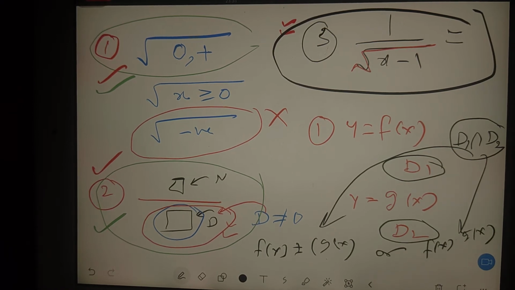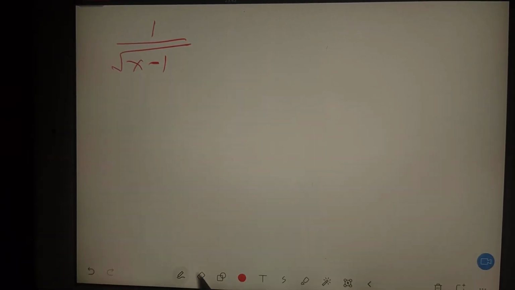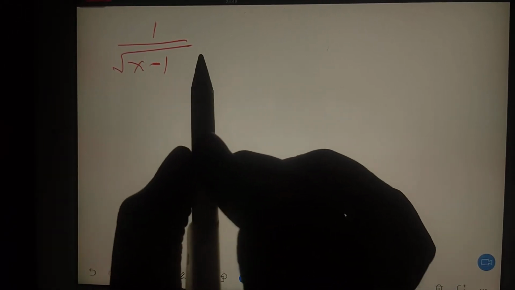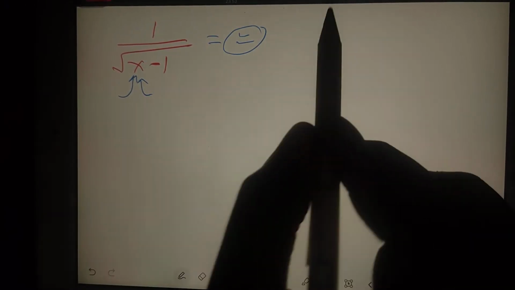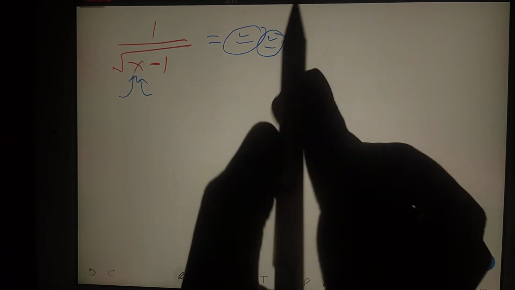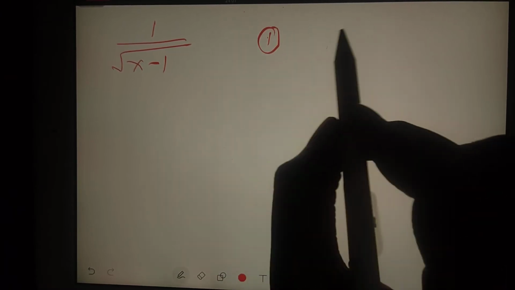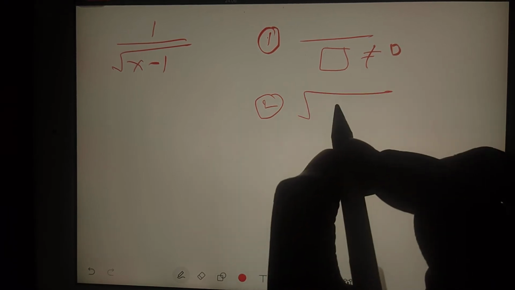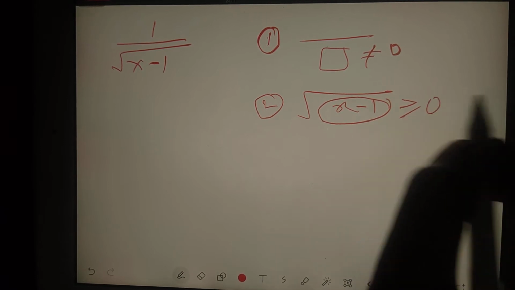Okay, now let's understand this with the help of an example. Your example is very easy, 1 by under root x minus 1, and how to find the domain for this function. So you understood what the domain means. The meaning is: what are the values I can substitute here so that I will get a good answer. Good answer means a real answer, which is mathematically possible. Okay, so you have two conditions. First condition, your denominator should not be 0. Next condition, inside the root whatever is written should be greater than or equal to 0.